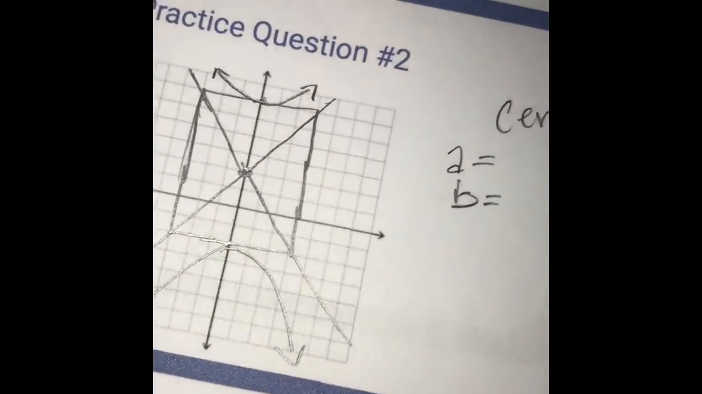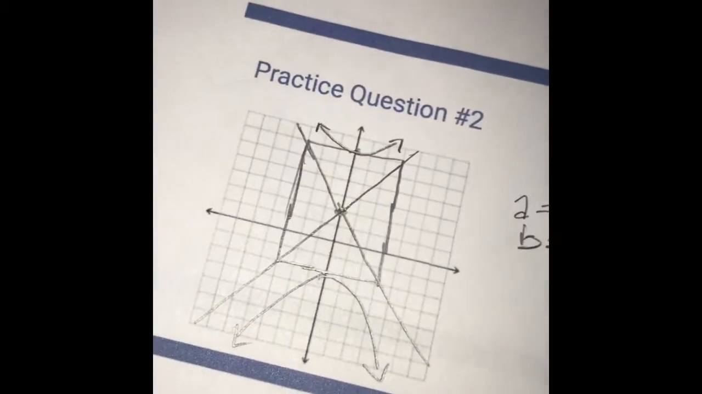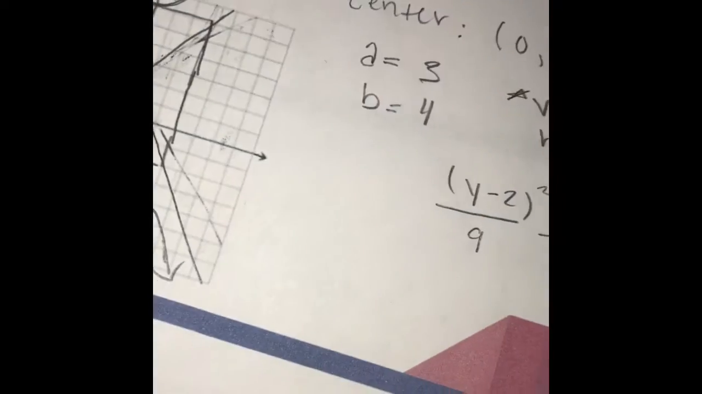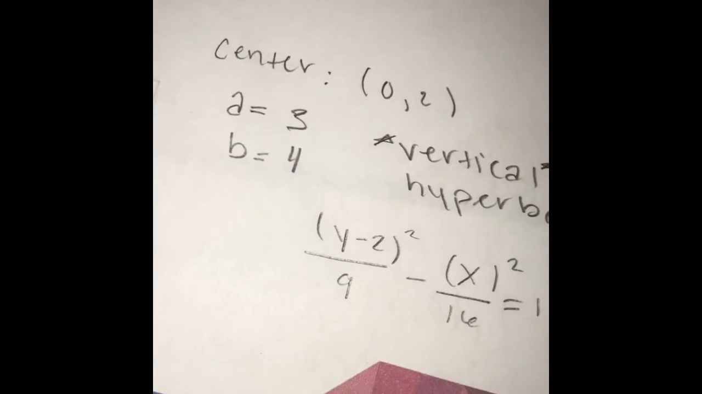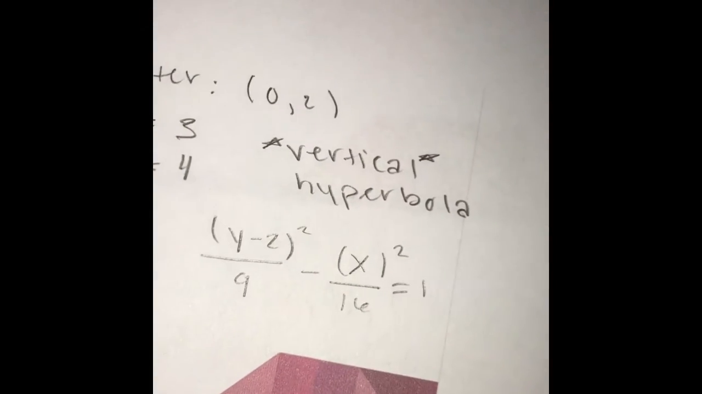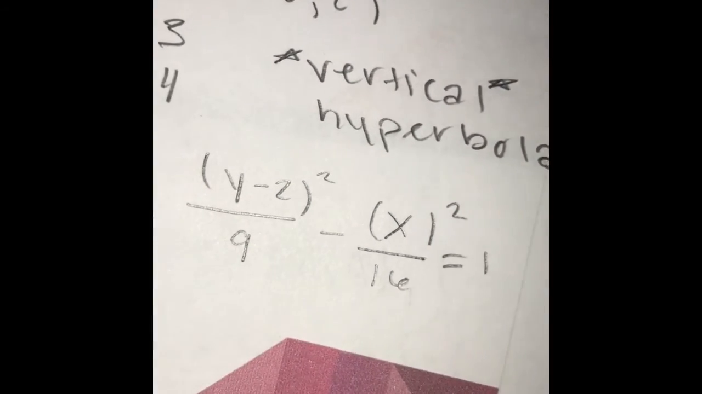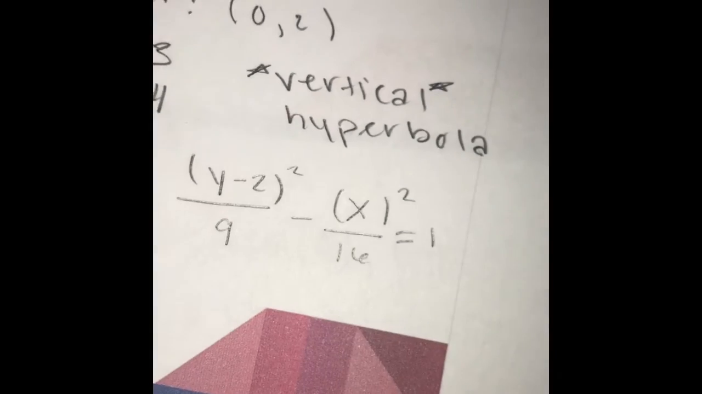So you need to find the center, a, and b of this graph. The answer for the last practice question is the center is at 0, 2, a is 3, b is 4. It's a vertical hyperbola. And the equation is y minus 2 squared over 9 minus x squared over 16 equals 1. Congratulations! You can now test on the hyperbola.